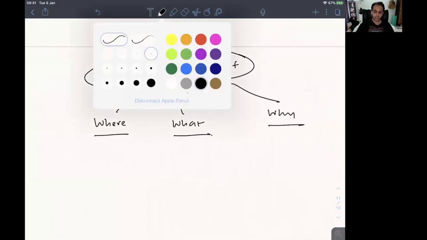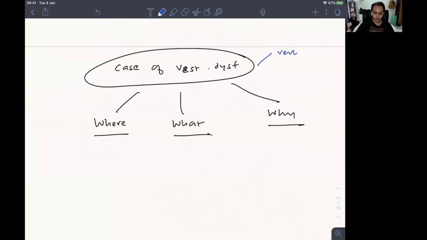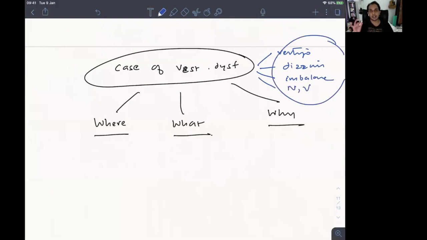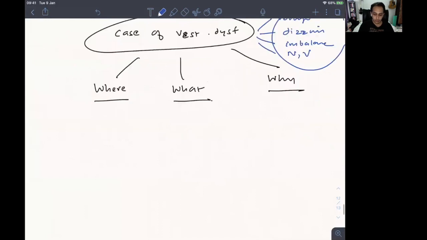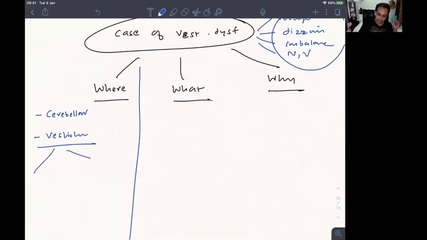Now, the patient has come to you with one of these symptoms: vertigo, dizziness, imbalance, nausea, vomiting. All of these. We need to know where is the lesion. And in where is the lesion, our differential diagnosis is: is it a cerebellar problem? Is it a vestibular problem? And if it is a vestibular problem, is it central or peripheral?